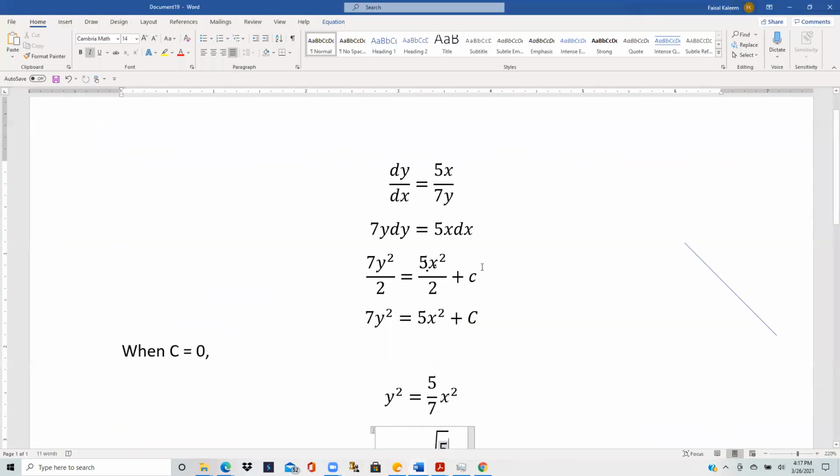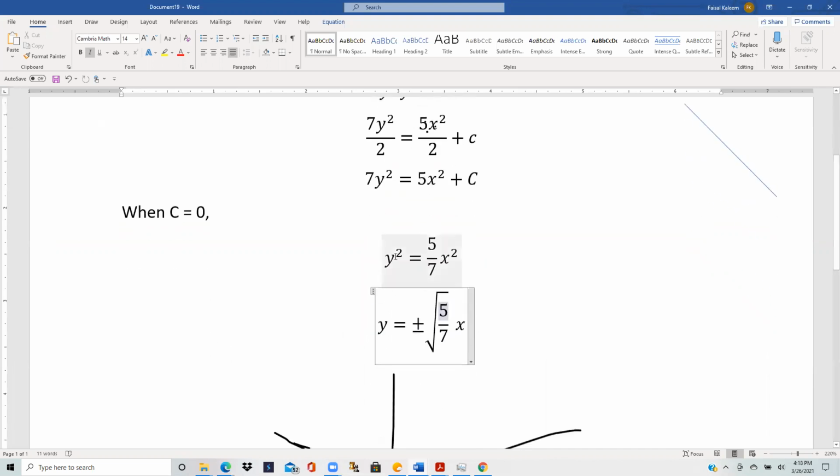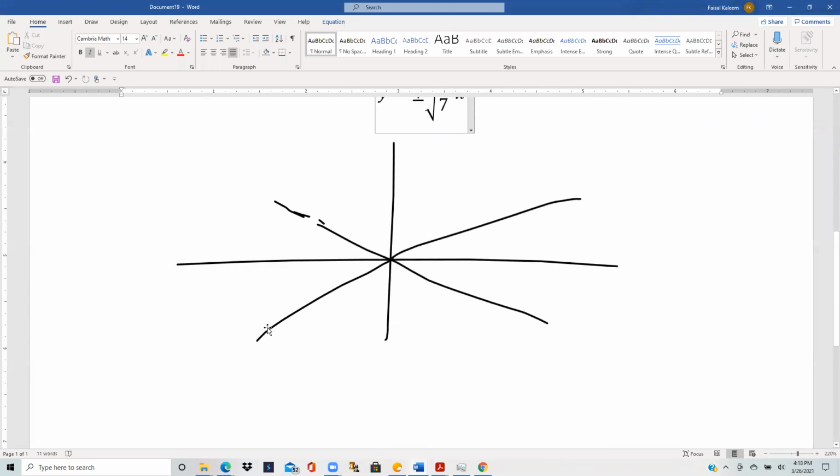what we do is we need to give different values to this constant. So the easiest value is C equals 0. So then you get y squared equals 5 over 7 x squared, or y is equal to plus or minus square root of 5 over 7 x. So now these are straight lines through the origin with positive slope as well as with negative slope. And so therefore it'd be something like this. The line of positive slope would be like this, and the line of negative slope would be like this.